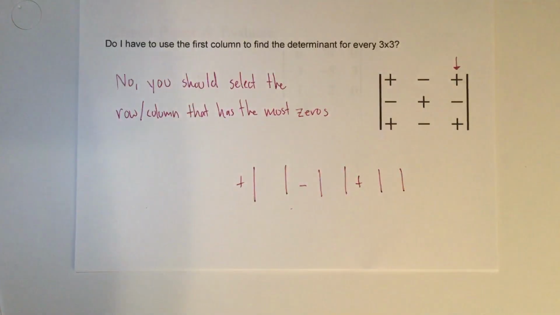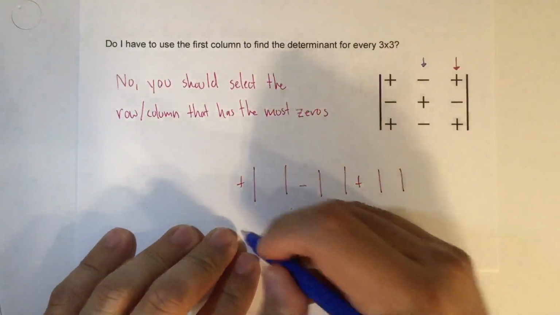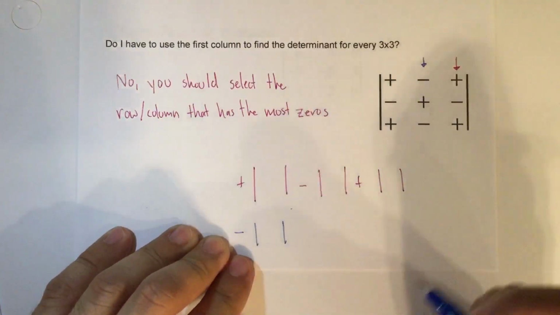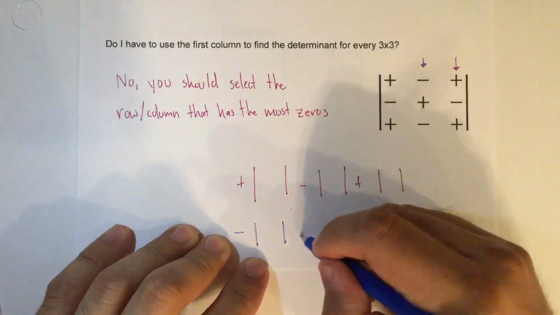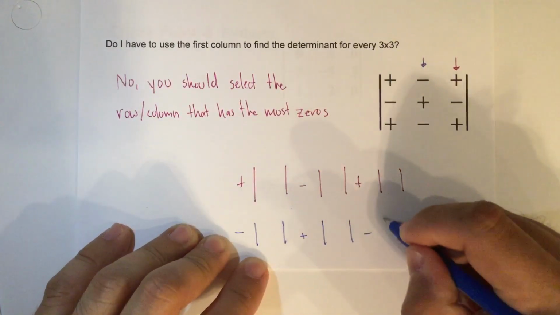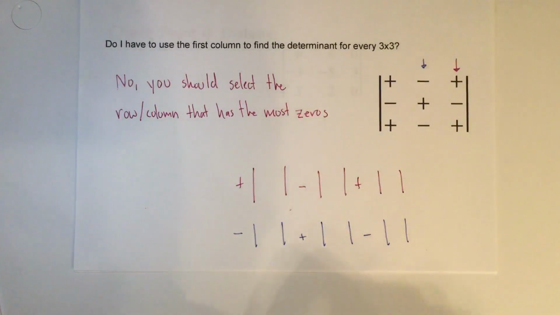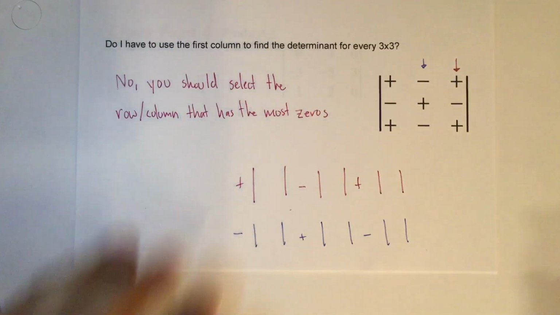If you decide to go with the second column, I'm just showing you examples. If I went with this column here, it would be minus whatever that number is, then the determinant, plus whatever the number is, then the determinant, and then minus the number, then whatever the determinant is. So you can see that the pattern would just work out either way. So you always want to pick the one with the most zeros when you're doing a 3x3.